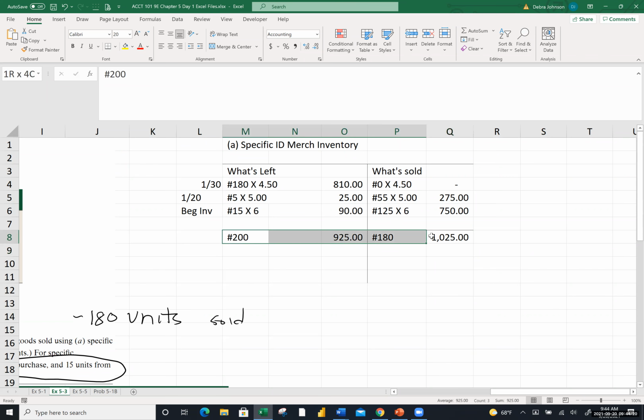When you add these up, the 925 and the 1025, do you balance to the bucket? Do you balance out to that merchandise available for sale? So remember, we had to get back to 1950. We're back there, and so that's good comfort that your math is on target.